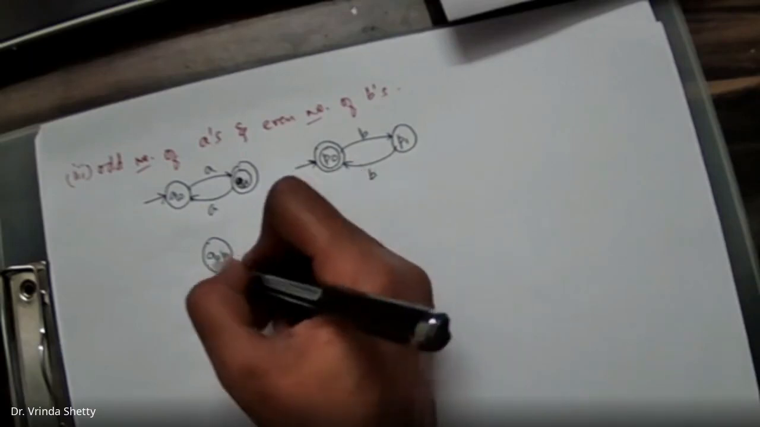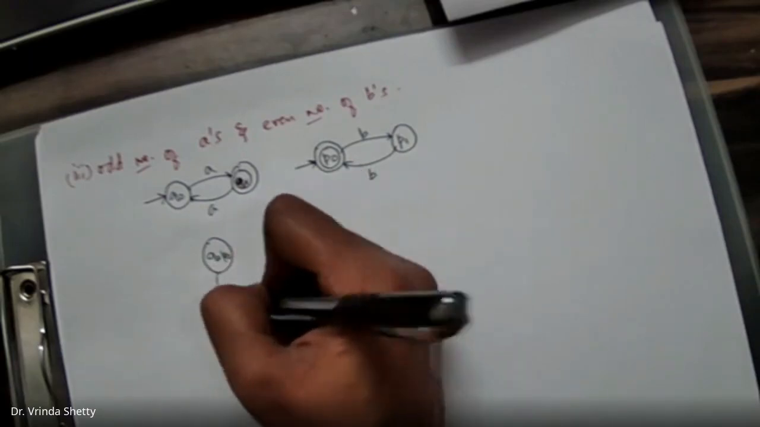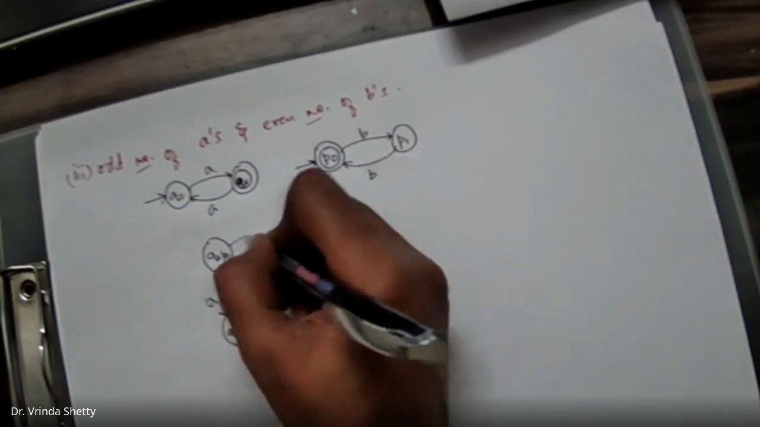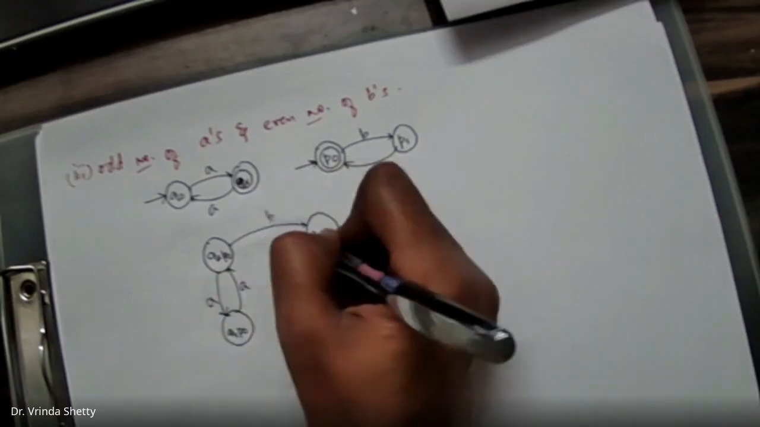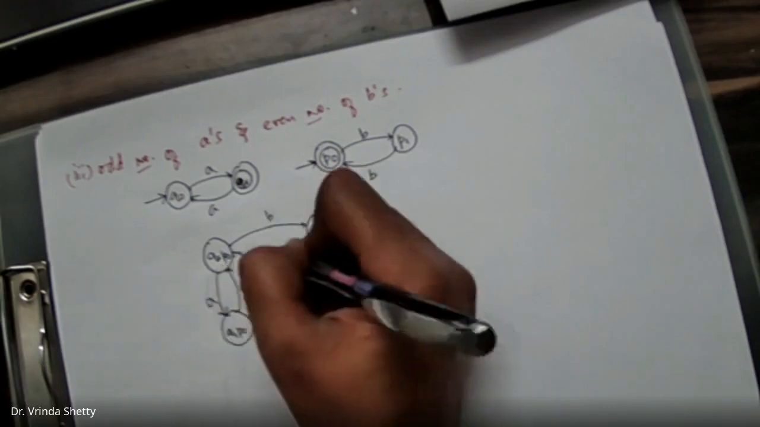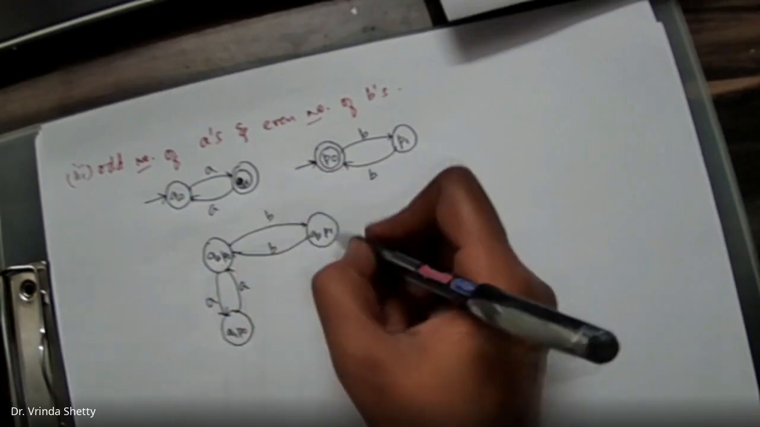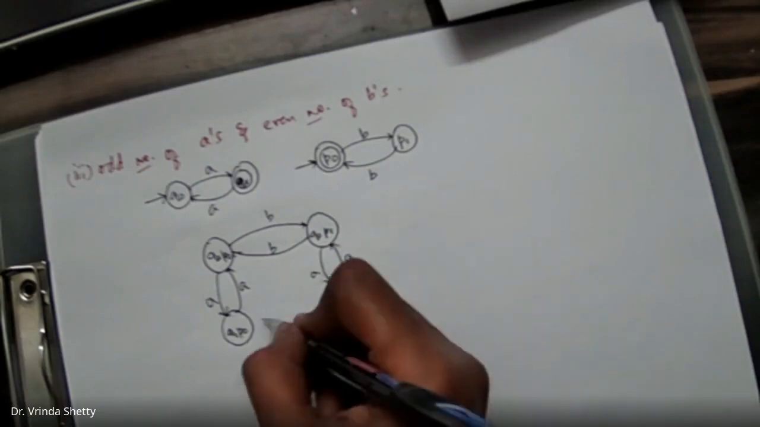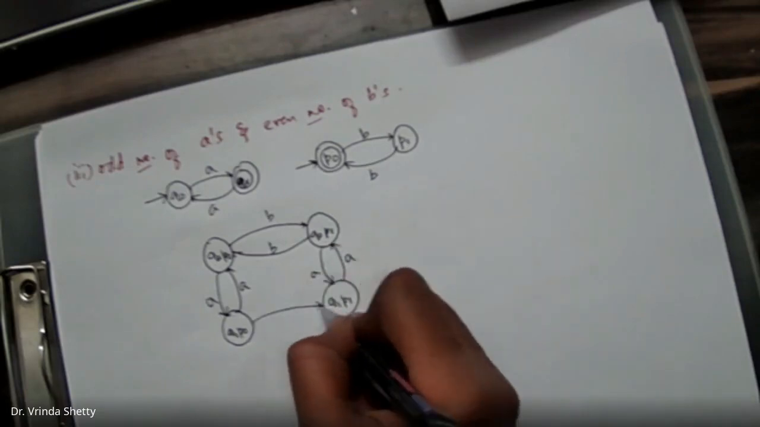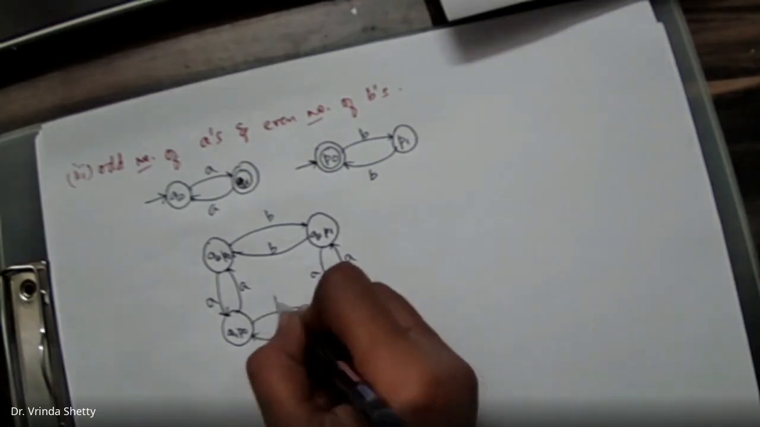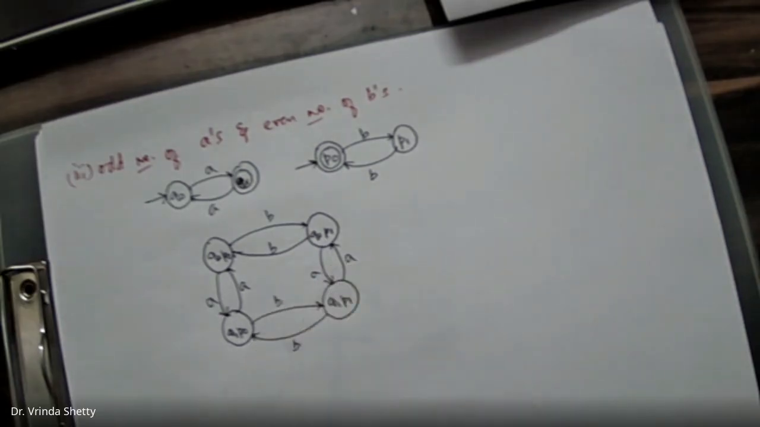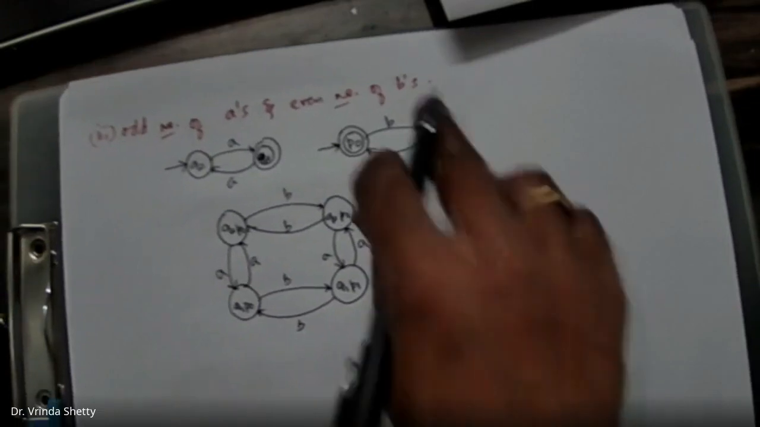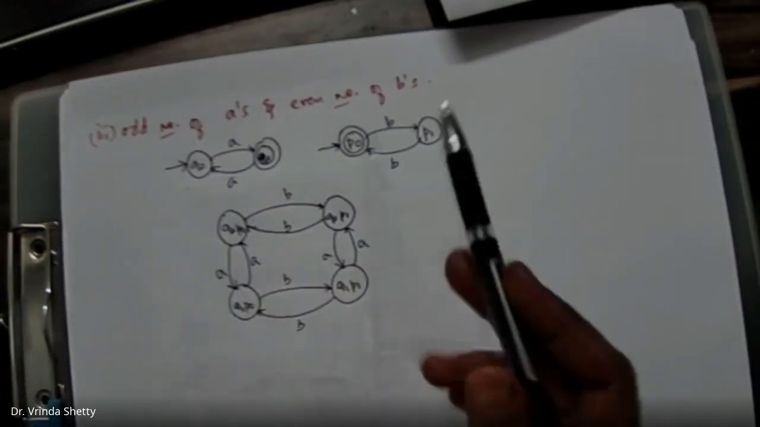So we have here A, A, B, B, A, A. Same thing. No need of more explanation. Same thing what we have done for the first problem. Similar to that, when we take the cross product and transitions for both the A and B inputs, we'll get it in a similar fashion.